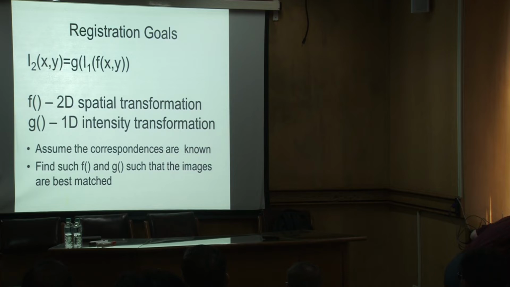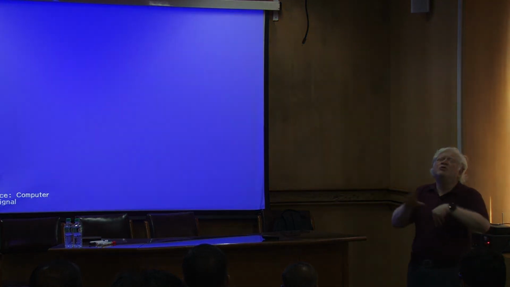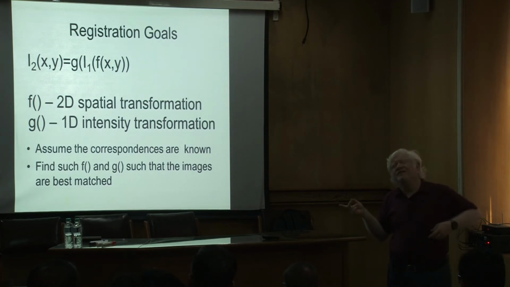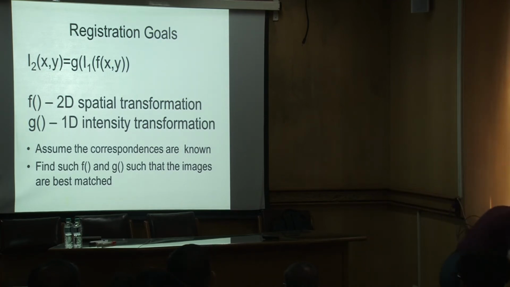Okay. Assume the correspondences are known. That is, we know that the object was there earlier and now it has moved there. We know this. That is a separate job, and we will talk about that as well. g and f is the business at hand.